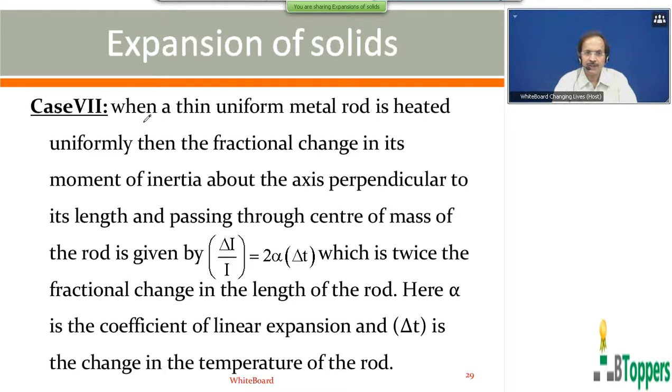So first I am going to read out the conclusion of the present discussion. Look at the screen, the conclusion of case 7. When a thin uniform metal rod is heated uniformly, the fractional change in its moment of inertia about the axis perpendicular to its length and passing through the center of mass of the rod is given by delta I by I equal to alpha into delta T, which is twice the fractional change in the length of the rod. Here alpha is the coefficient of linear expansion and delta T is the change in the temperature of the rod. Come on, those who are writing the notes, please take a pause and finish writing the notes up to here.